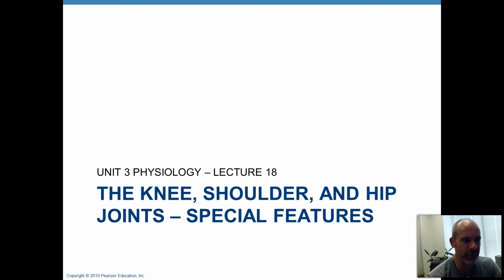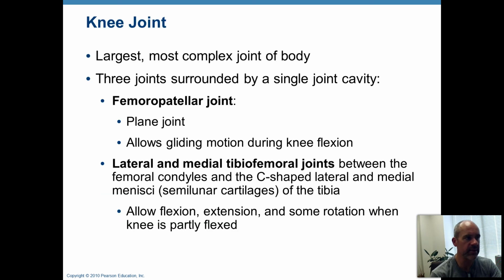All right, next lecture we're going to talk a little bit about some special features at the knee, shoulder, and hip joints. And no, we are not going to go into the depth that your textbook is. And quite a bit of this actually is anatomy rather than physiology. It's kind of a mixture of both, but I've included it over here on the physiology side because I think you guys have plenty of anatomy already just with the skeletal system and learning all the bones and the features. So I've blended the joint information in over here on the physiology side.